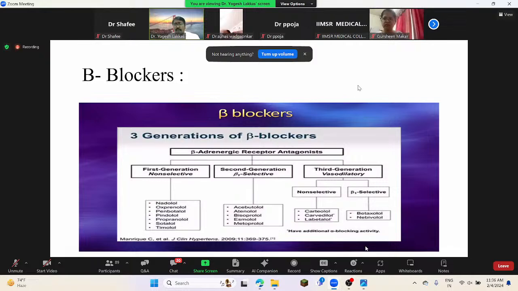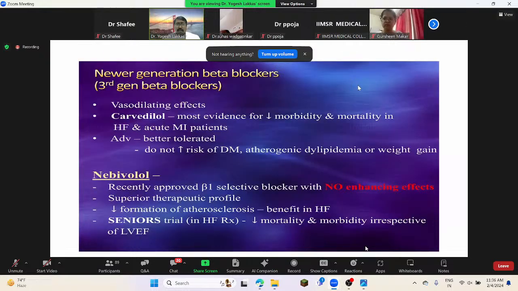And carvedilol can have a more favorable effect in heart failure patients, and we will see evidence for how it can decrease morbidity and mortality in heart failure. So it is being used more than metoprolol or something like that.